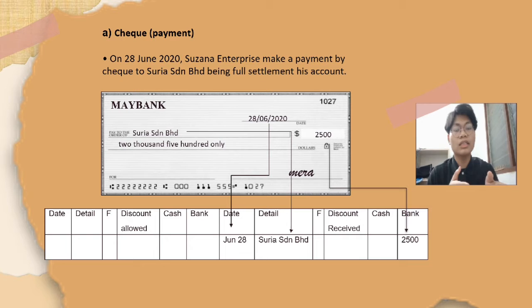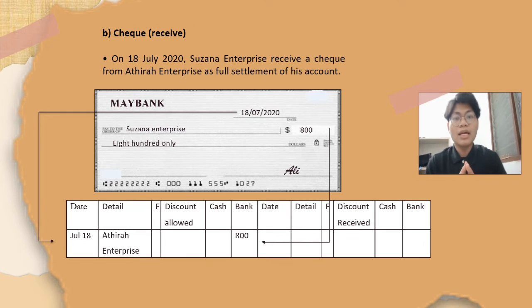and insert the amount of the transaction, which is RM 20,500, in the bank column. Next document is also a check, but the difference is Susanna received this check. With the transaction on 18 July 2020, Susanna Enterprise received a check from Atira Enterprise as full settlement of his debt. The way to record it is the same as the first document, but we just need to record it on the debit side because we receive a payment.